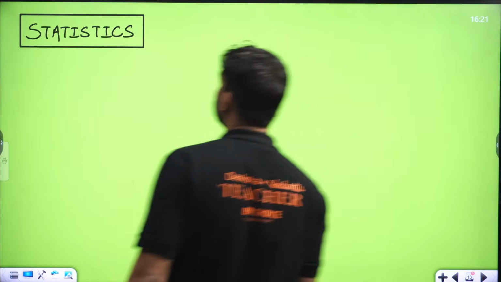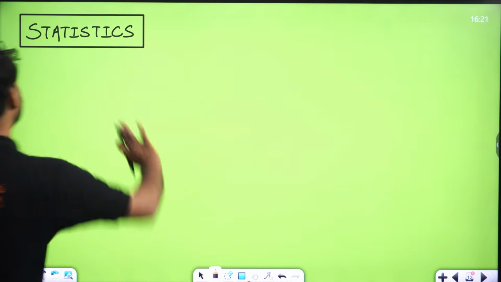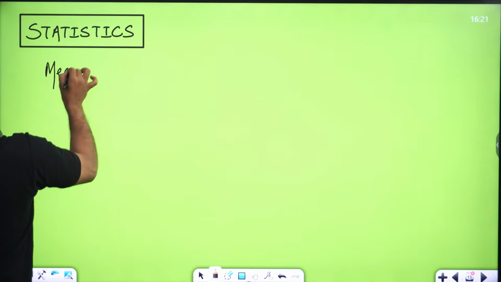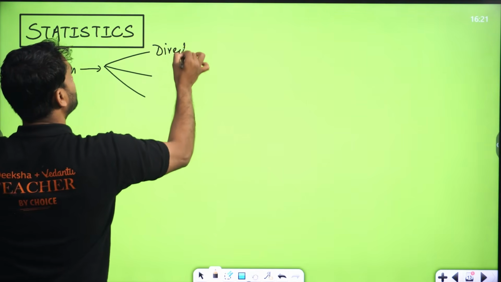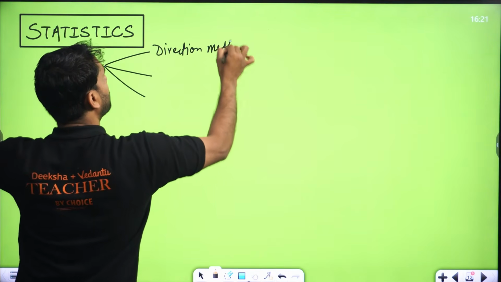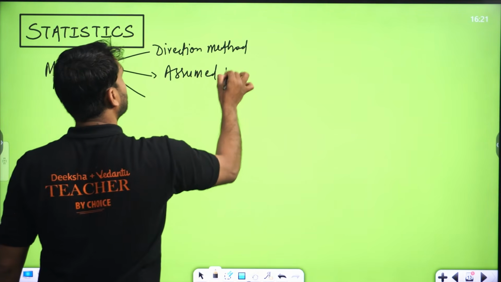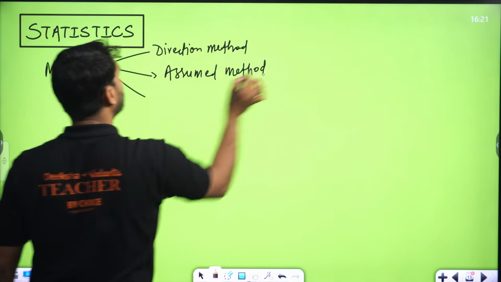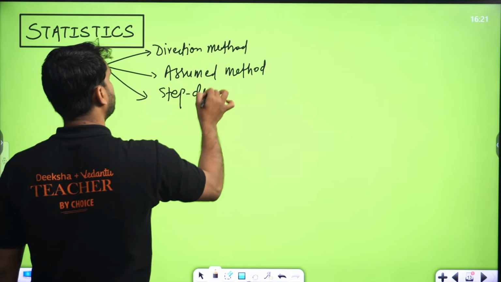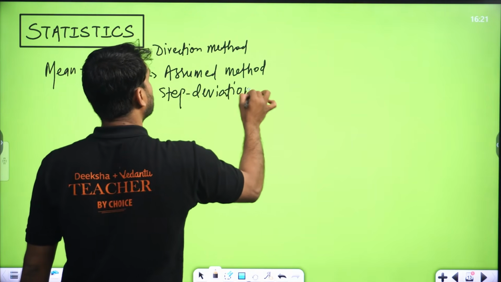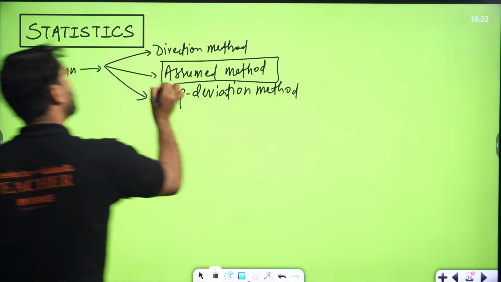Okay, moving to the next topic, statistics. Statistics is completely based on formulas. If you don't know the formulas, you cannot solve it. So the mean can be calculated using three methods. I'm talking about a frequency distribution table: the direct method, the assumed mean method, and the third is the step deviation method. These methods were introduced to make your calculation easier. All will give you the same result.